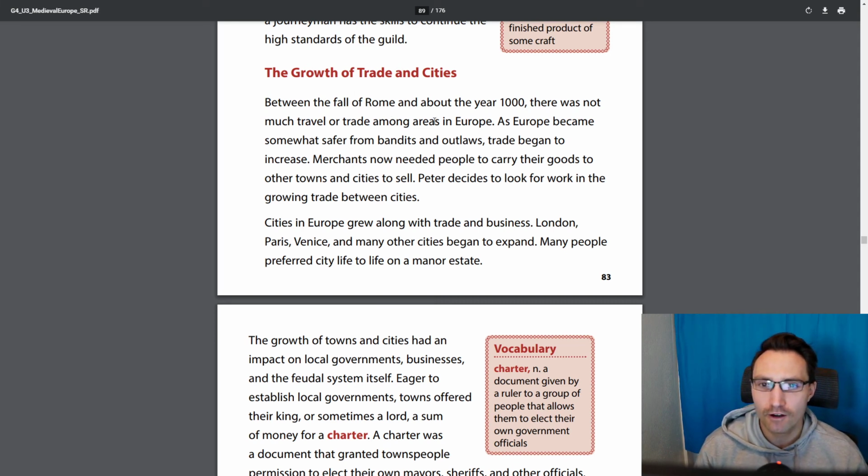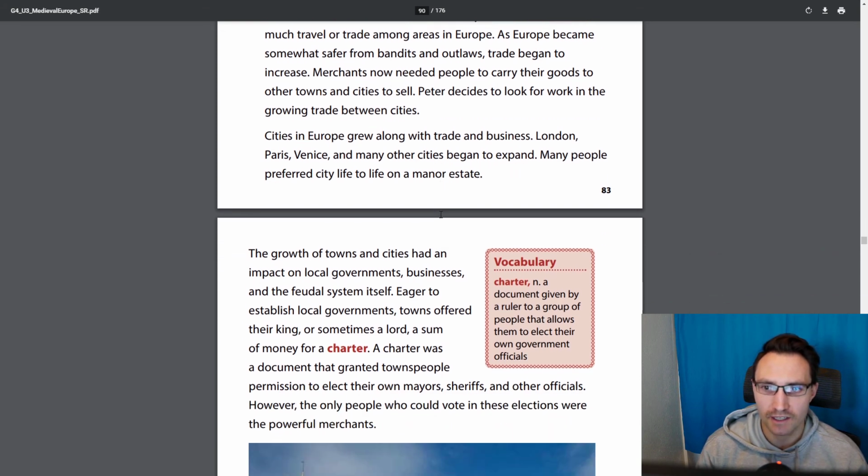Between the fall of Rome and about the year 1000, there was not much travel or trade among areas in Europe. As Europe became somewhat safer from bandits and outlaws, trade began to increase. Merchants now needed people to carry their goods to other towns and cities to sell. Just like we read in China, the Dynasty of China, how they would carry their goods on those caravans, especially their silk. Peter decides to look for work in the growing trade between cities.